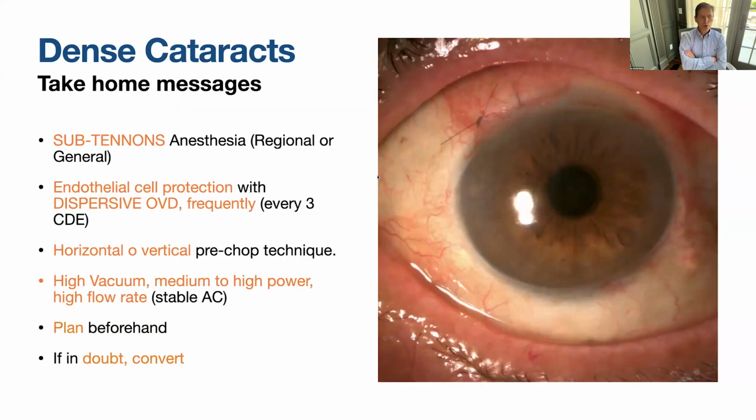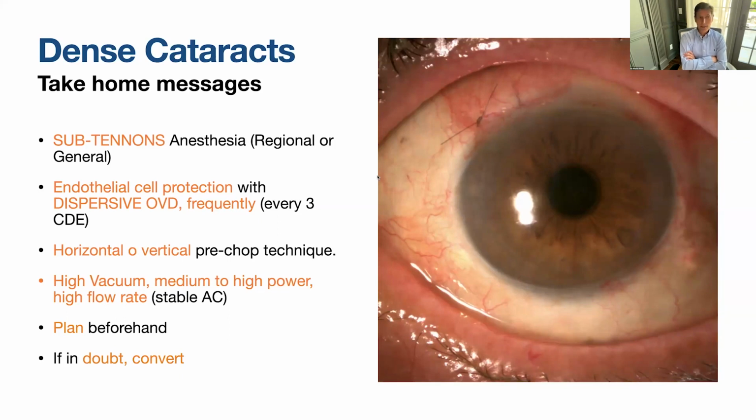So to conclude, dense cataracts are tough cases. They're really challenging. Always do either regional or general anesthesia. In these cases, you should prepare yourself for complications. You might need to end up fixating a lens to the sclera. You might need to do vitrectomy. You might need the help of vitreoretinal surgery. So prepare yourself for that. Always use regional or general anesthesia.